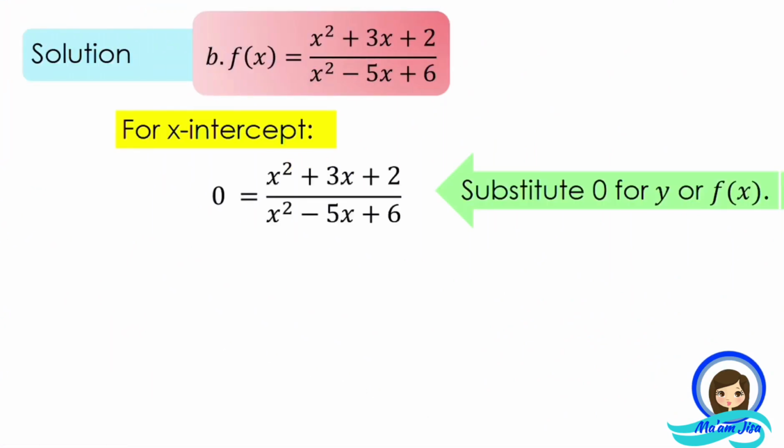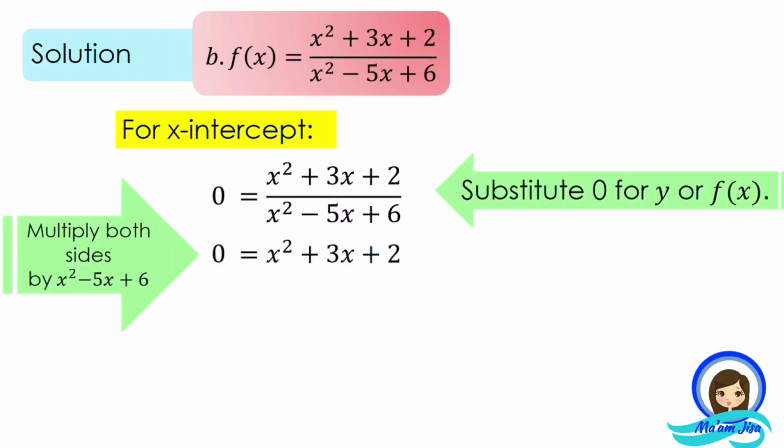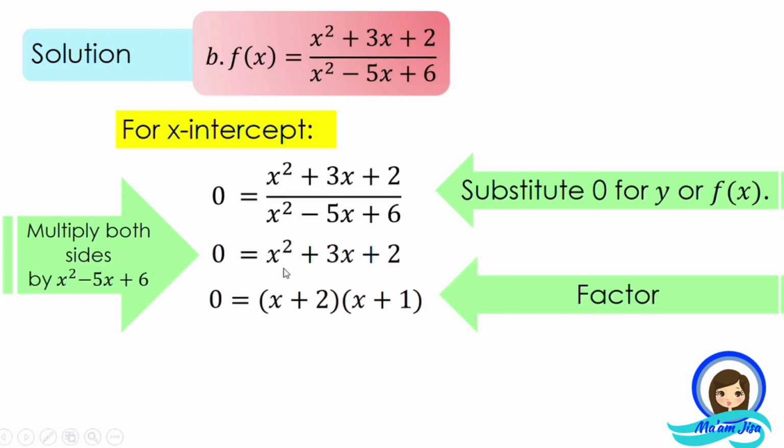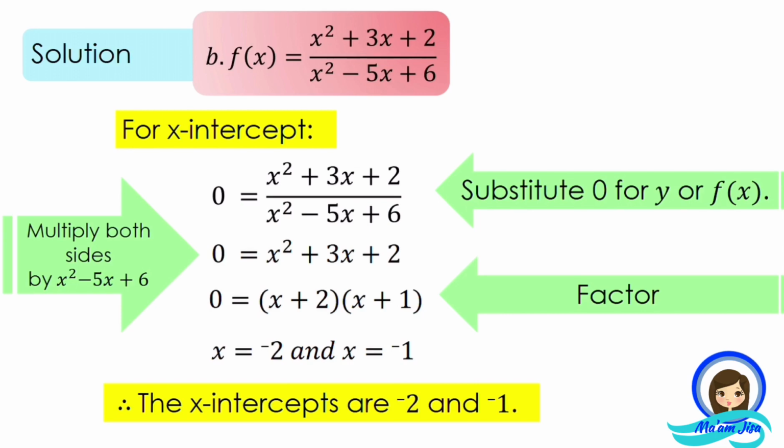For x-intercept, again, we substitute 0 for y or f of x and then we solve for x. Multiplying both sides by the LCD, which is x squared minus 5x plus 6, we have this line: 0 equals x squared plus 3x plus 2. Factoring x squared plus 3x plus 2 gives us the quantity x plus 2 times quantity x plus 1. Applying the zero property, we have two values of x, and therefore the x-intercepts are -2 and -1.